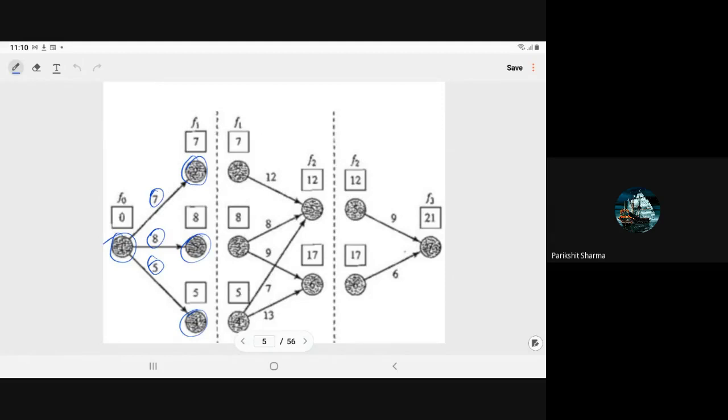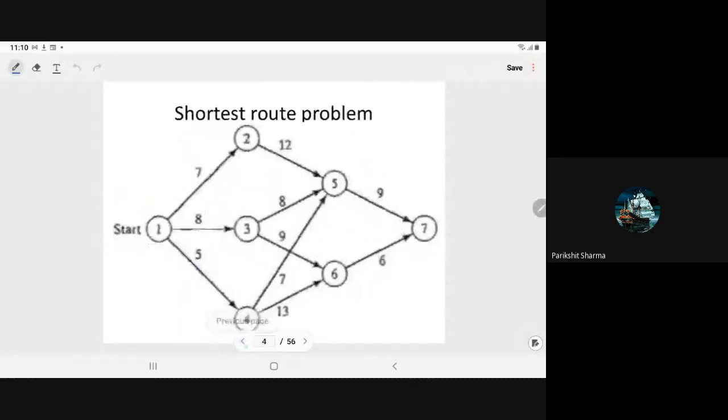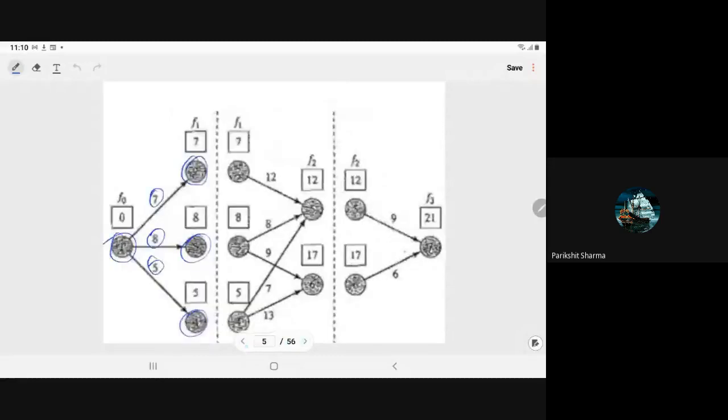Then from city 4 to city 5 and 6 we have two alternatives, one of 1 and one of 7. Actually, I think there is some mistake here.